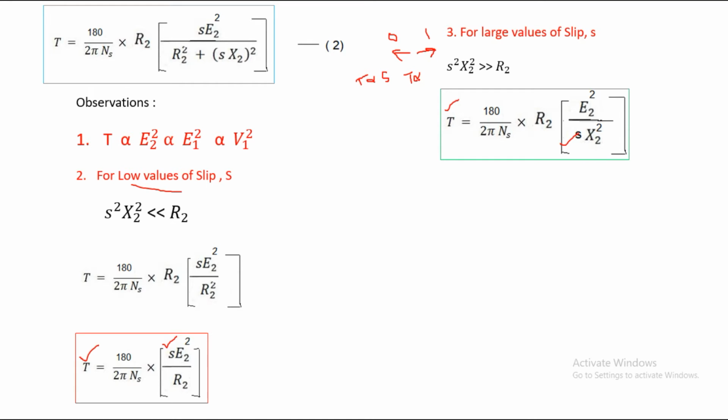So all these conditions we have discussed in the previous video itself, but now again we are comparing with the stable and unstable region. Here we have two regions of operation that are purely based on the value of slip. At low slip values we have a direct proportionality, and at higher values of slip torque is inversely proportional to speed.